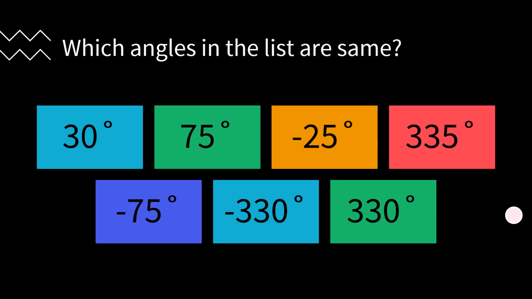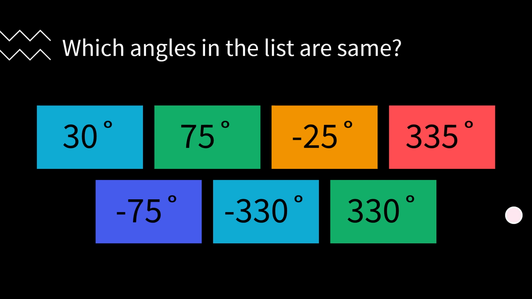Can you find out which angles in the list are the same? Remember, positive means anti-clockwise. If there are no signs in front of a number, it means positive. Clockwise is minus. We can see the minus sign in front of the angles. You can take a look at this list and in the next 1 minute try to find out the angles which are actually the same. You can pause the video as you are working on the problem.